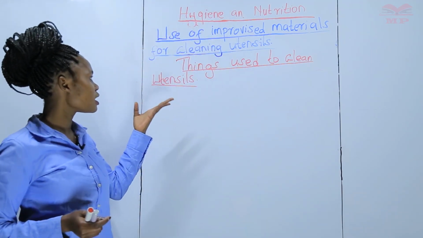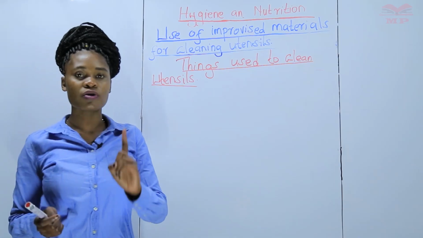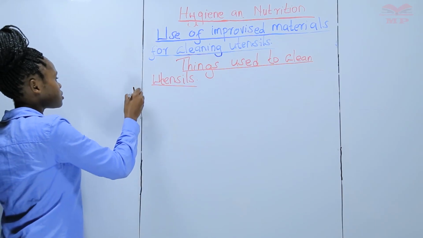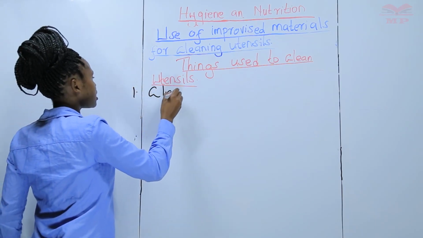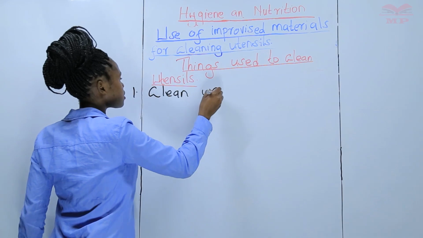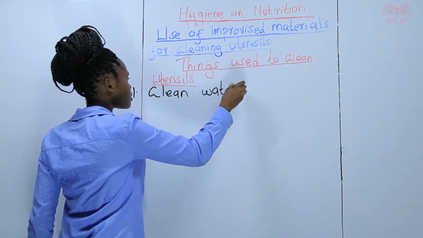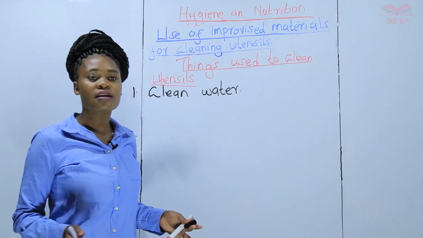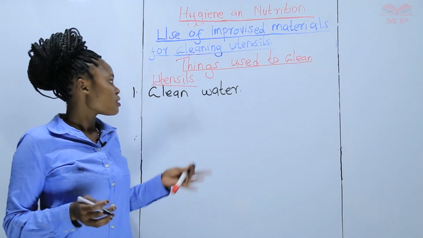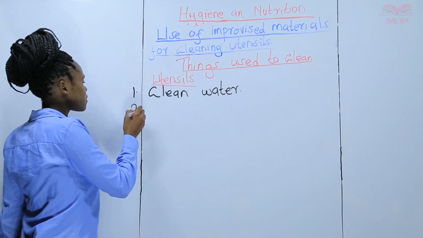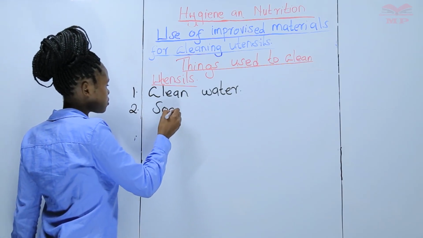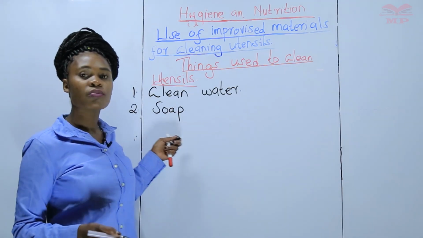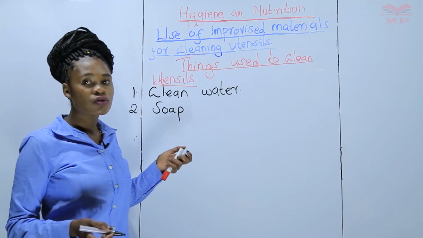Now, the things used to clean utensils. First, for you to be able to clean utensils, you need clean water. Now, the clean water, you are going to use it to wash the utensils and then rinse them. Then you will also need soap. Soap will help us to remove dirt from utensils.